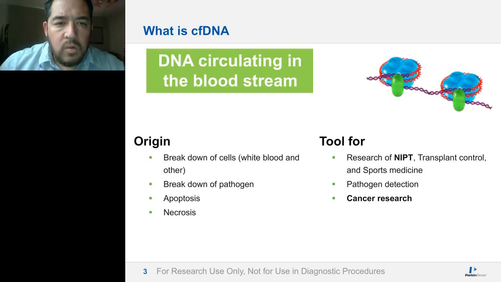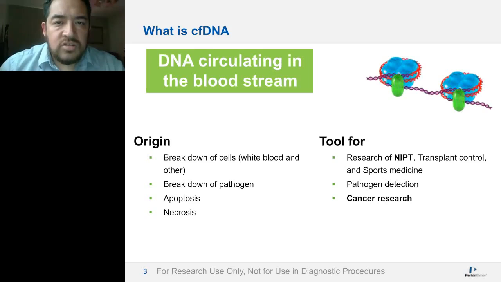So what is cfDNA? It's basically DNA that's circulating in the bloodstream. It can originate from the breakdown of cells, whether it's white blood cells and so on. Also, you get some from breakdown of pathogens, as well as apoptosis and necrosis. And typically, they're a tool for the research of non-invasive prenatal testing, as well as transplant control and sports medicine.